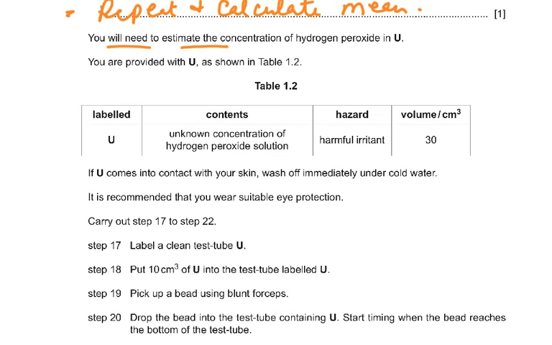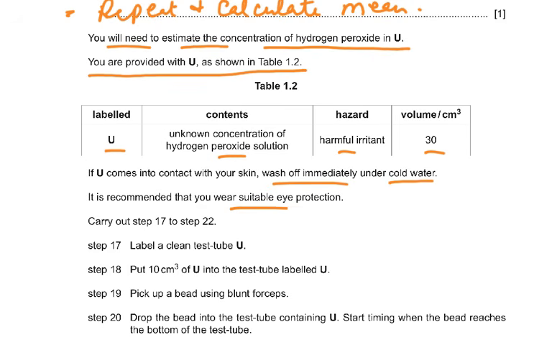You will need to estimate the concentration of hydrogen peroxide in U. You are provided with U as shown in table 1.2. U is an unknown concentration of hydrogen peroxide. It is a harmful element. If U comes in contact with your skin, wash off immediately under cold water. It is recommended that you wear suitable eye protection. Carry out step 17 to step 22. Label a clean test tube U. So you label this U.